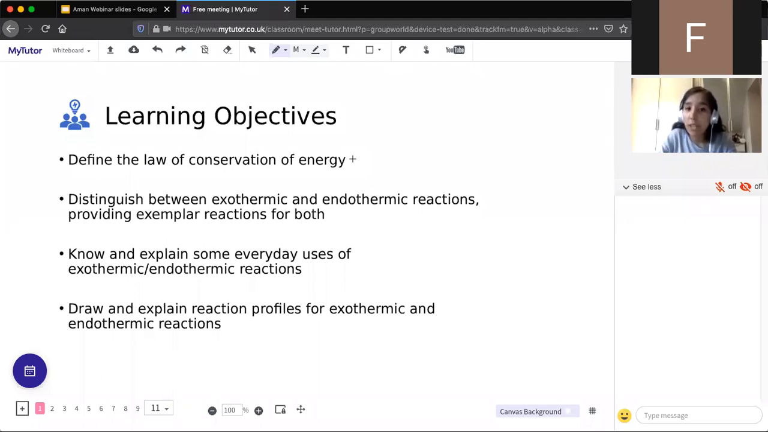These are all foundation tier topics, just to say. We'll be doing the higher tier topics tomorrow, where we'll be looking at bond energy calculations and explaining why exothermic reactions are the way they are and why endothermic reactions are the way they are.